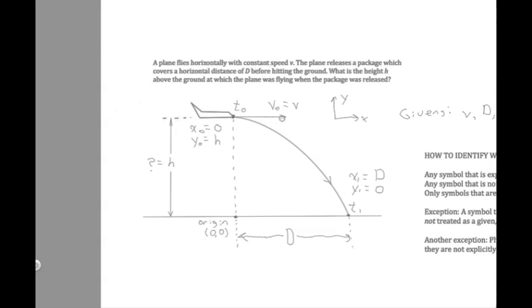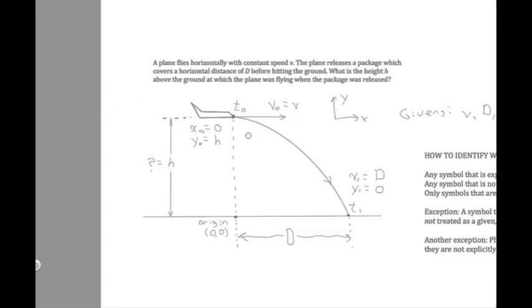Well, yes it is, and here's why. The plane is flying horizontally. That means that before the package is released, while the package is in the plane, the package is also flying horizontally with a constant speed of v. And that means that at the instant that the package is released, at the very instant at the beginning of the projectile motion, that package is still moving horizontally with speed v.